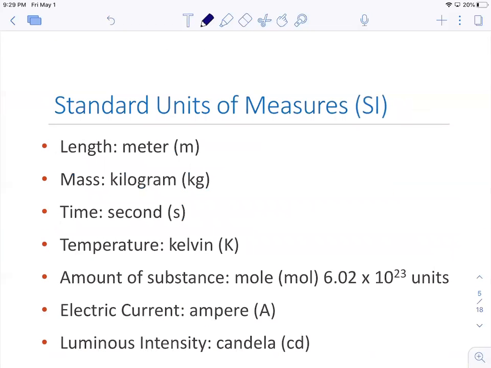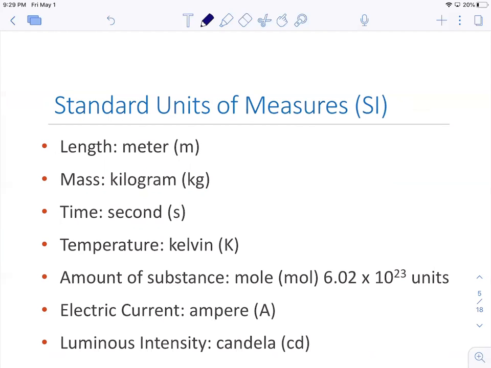Here are 7 SI units. For length, the SI unit is the meter. For mass, it's the kilogram. Time is seconds. And temperature, Kelvin. The amount of substance is the mole. There's Avogadro's number, which we'll talk about in lecture.